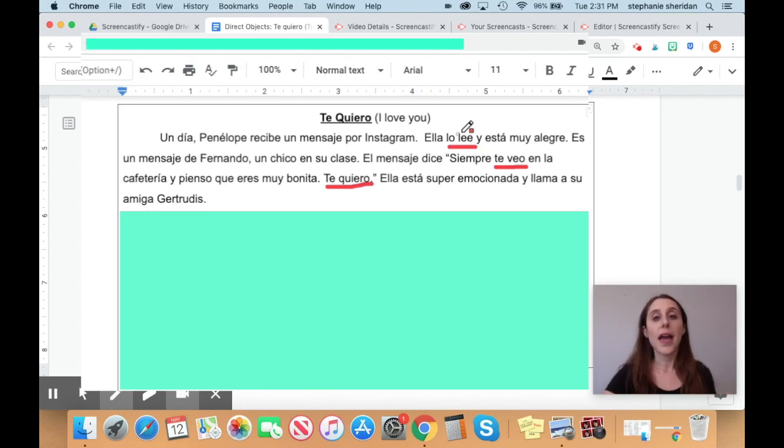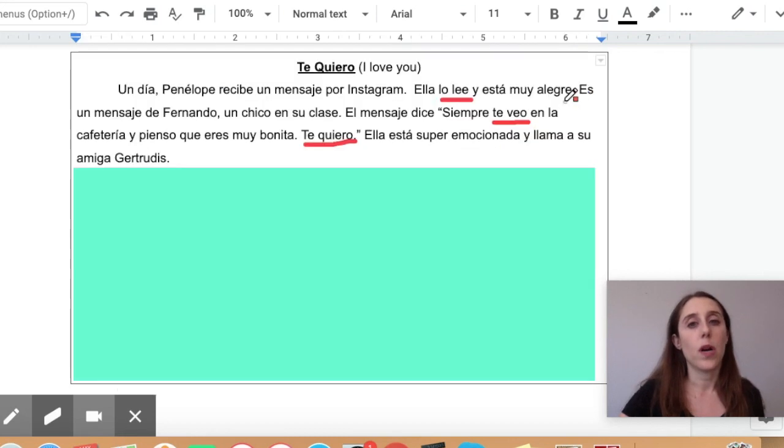Because if I were to read this whole sentence word for word, it would say, "it reads and is very happy," which doesn't make any sense in English, right? So I need to first read it in my head and then say it out loud. "She reads it and is very happy." So I will give them an example of this and then they'll go through.